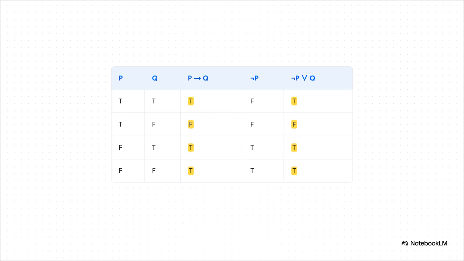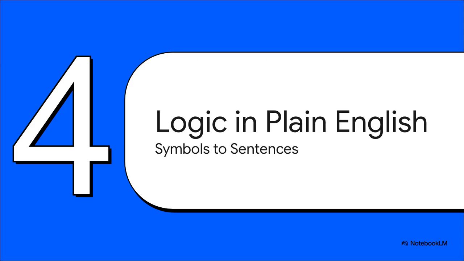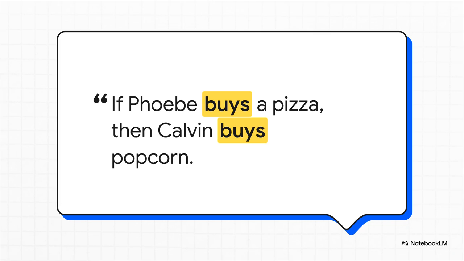It's a game-changing shortcut. So let's bring this all back down to earth. All these symbols and tables are cool, but what's the point? How does this help us with actual English sentences and arguments? Well, this is where the rubber meets the road. All right, take a look at this sentence. If Phoebe buys a pizza, then Calvin buys popcorn.